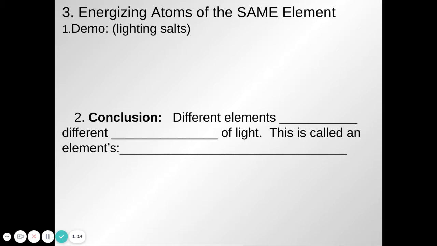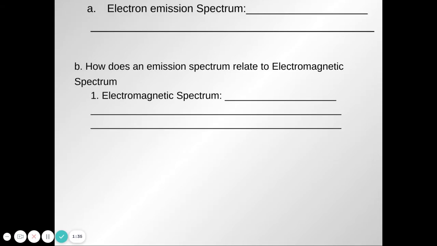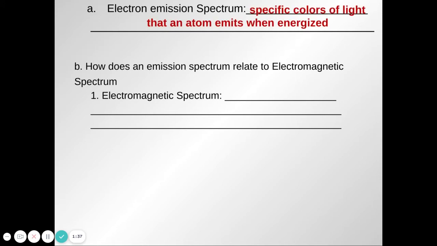So in your guided notes, find this page, and let's start. If you need to push pause at any point, do go ahead. Let's start filling this in. So different elements are going to emit different colors of light, and you have been doing this in the lab. This is called the electron emission spectrum. So just to process what that is, we're looking at specific colors of light that atoms emit when they are energized. Again, I'm expecting you to probably push pause at some point to get this stuff in.